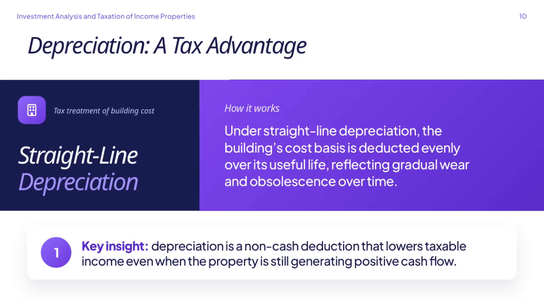Now, let's talk about the tax treatment of building costs, specifically focusing on straight-line depreciation. With straight-line depreciation, the cost basis of the building is deducted evenly over its useful life. This method reflects the gradual wear and obsolescence the building experiences over time. One key insight to remember is that depreciation is a non-cash deduction, which means it lowers your taxable income without affecting your actual cash flow.